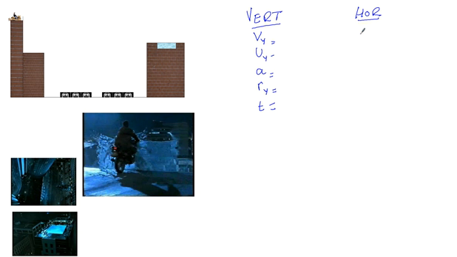Now the horizontal is of course a situation, assuming no air resistance, where the velocity is constant. So in other words, we only have an average velocity that is horizontal, and we have a displacement which is horizontal, and we have a time. And of course the time in the vertical is the same as the time in the horizontal.